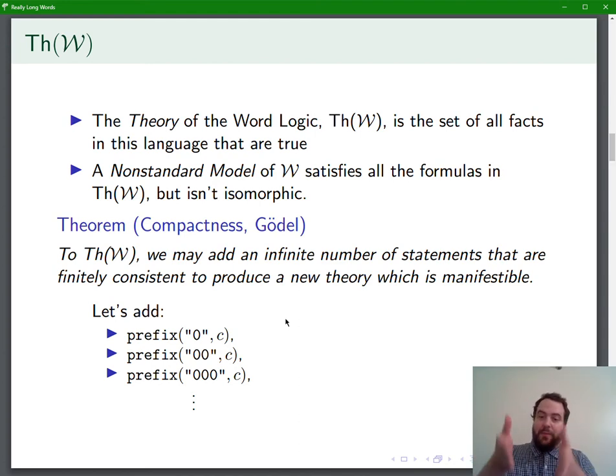Now, any finite subset of these is satisfiable, where C is a constant that represents just a really long string of zeros. But what compactness says is that we can actually produce a theory where infinitely many of these statements are true. And what that means is that C has to be some new infinite element for which all of these different words, 0, 0, 0, 0, 0, 0, and so on infinitely, are all prefixes of that word.